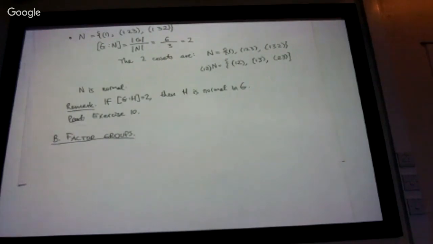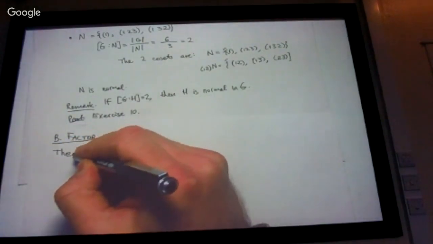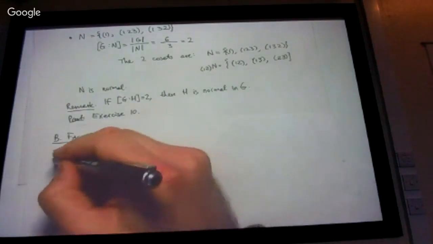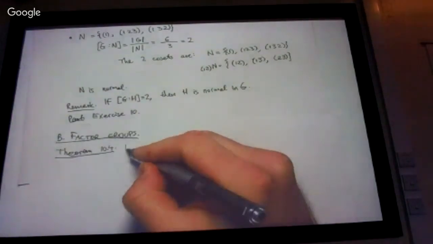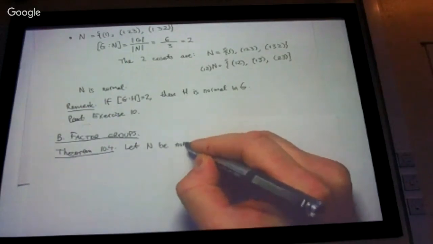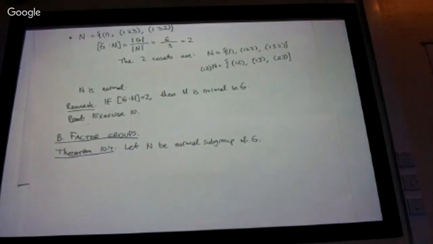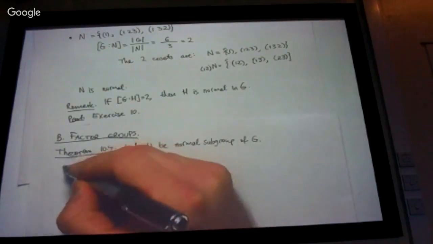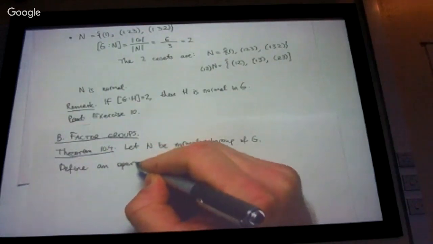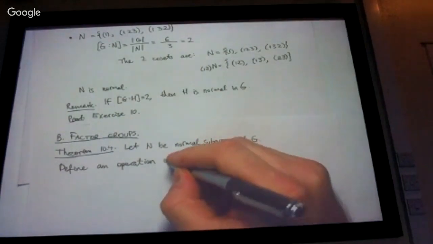Okay, so now we're coming to why normal subgroups are good and what they're useful for. This theorem is also a definition, but it's called a theorem. And it starts by saying that we have a normal subgroup N. Define an operation on the cosets of N.